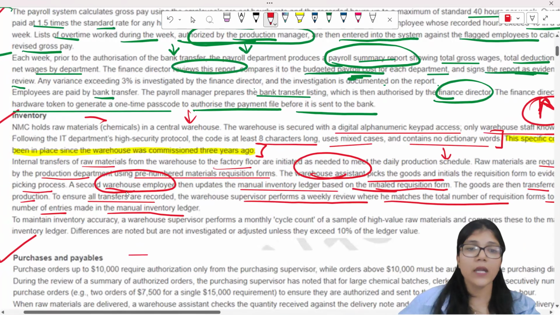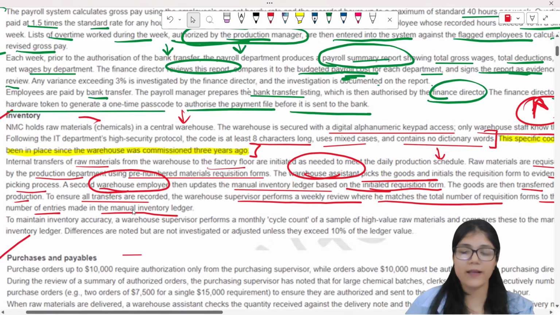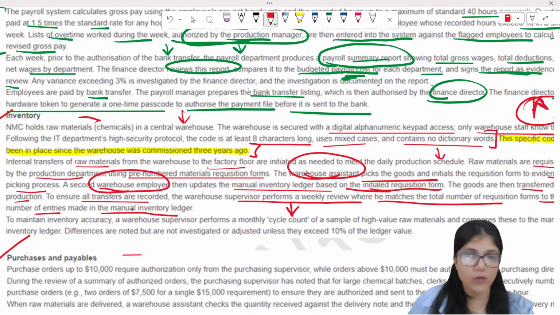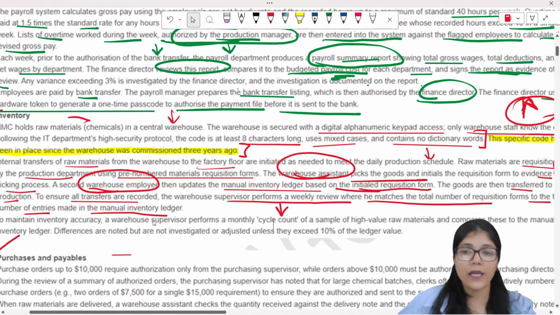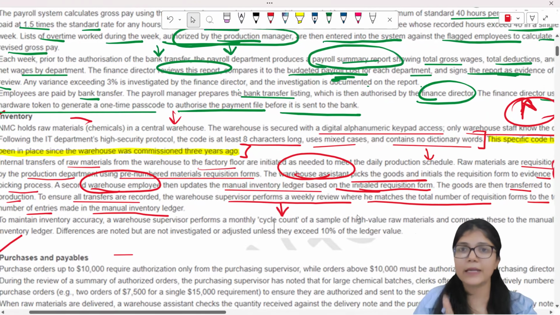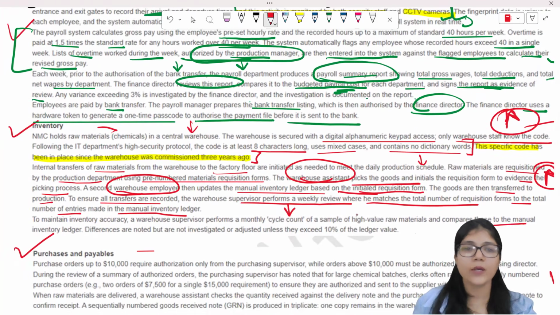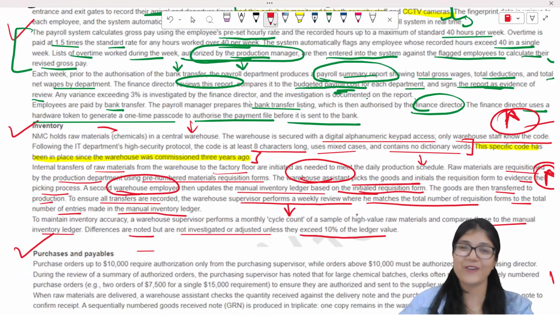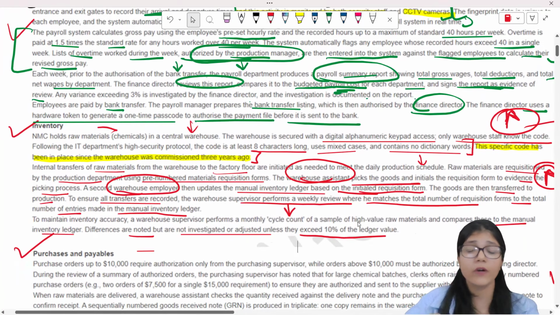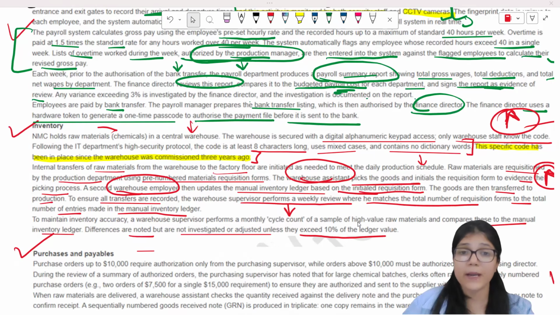Next. To maintain inventory accuracy, a warehouse supervisor performs a monthly cycle count of a sample of high-value raw material. So he's counting for completeness, okay, and compares these to the manual inventory ledger. Differences are noted but are not investigated or adjusted unless they exceed 10% of ledger value. Now this is also not correct, right? The supervisor is reviewing the inventory ledger updates, performed only on a weekly basis. Over here the supervisor is checking the weekly updates, and he is just checking if it exceeds 10%, right?